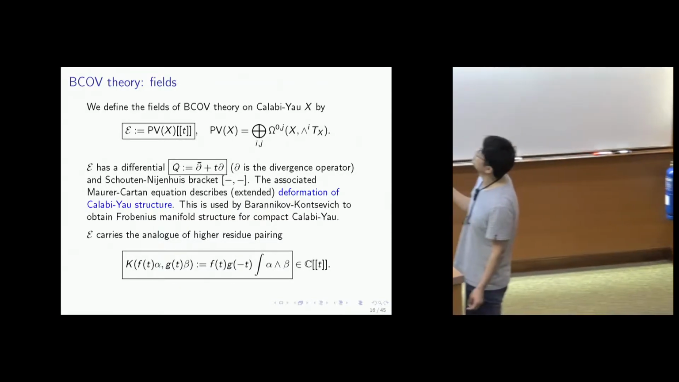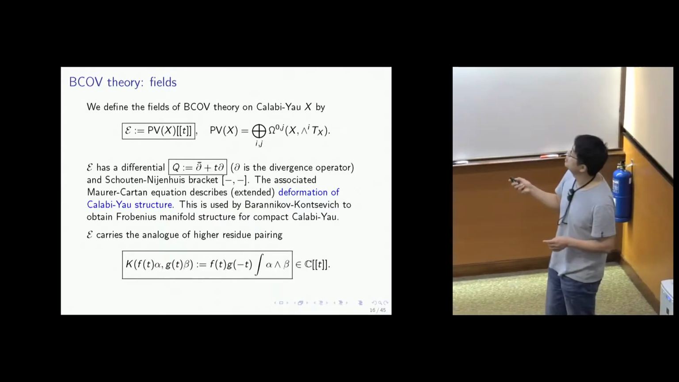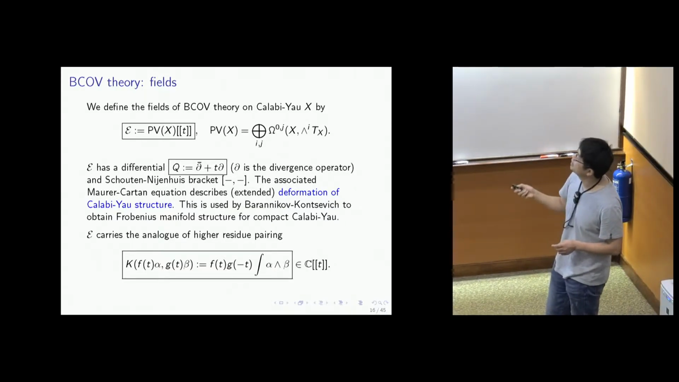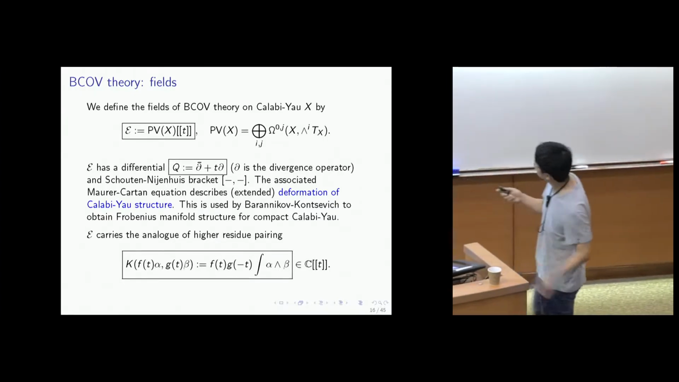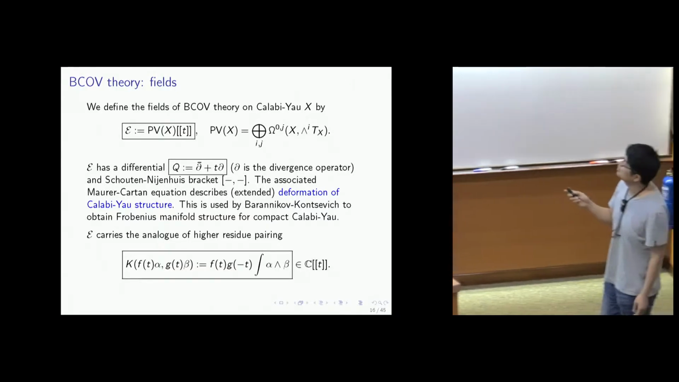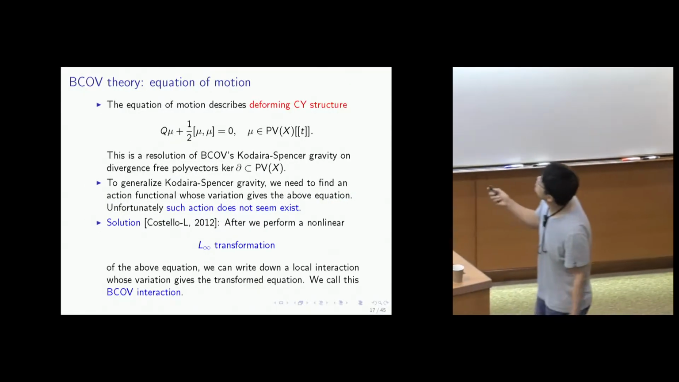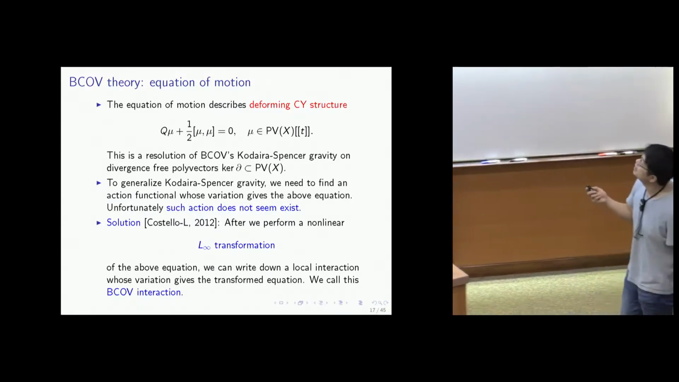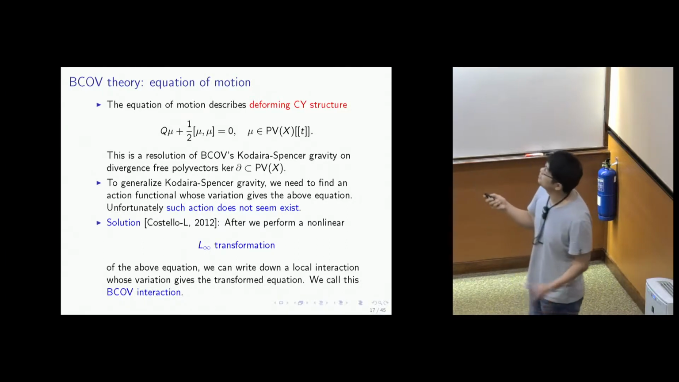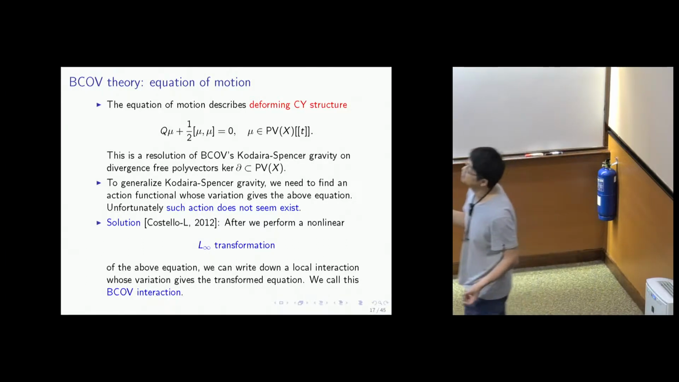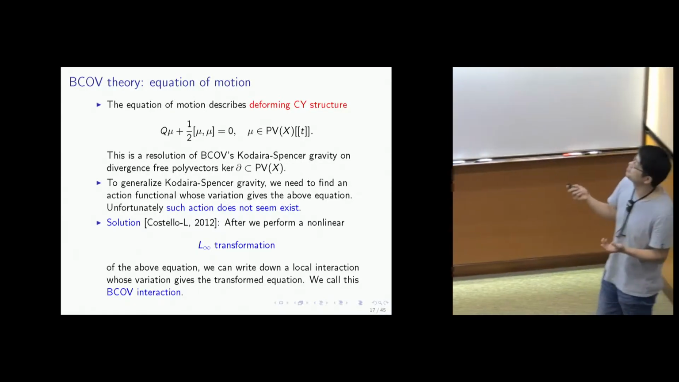And also on the space, there's an analog of the higher residue pairing I just mentioned. I mean, this is the integration of polyvectors using this volume form and some kind of combination with the variable t. Now this is our definition for the fields. Now the problem is the following: once we have this equation of motion, we describe the correct data. And first, as a comparison with the original version, this can be viewed as a resolution of BCOV's Kodaira-Spencer gravity. So in that theory, the fields are given by divergence-free polyvectors.